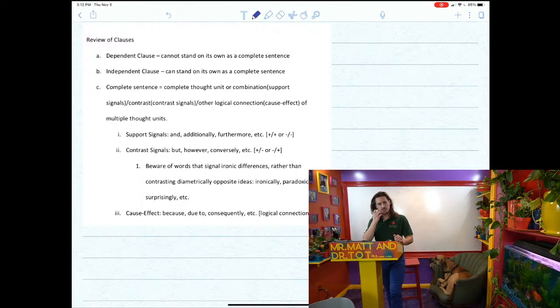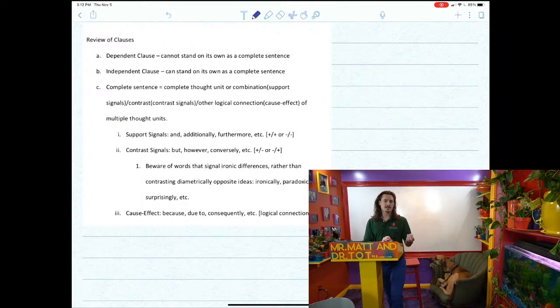Dependent clauses cannot stand on their own as a complete sentence. They're either lacking a subject or a verb. To be a complete sentence, you need a subject and a verb. That's technically all you need. Usually, most sentences also have what's called a predicate, and that's a fancy word for basically everything else in a sentence. But if you have a subject and a verb, like we went, that technically is a complete sentence unto itself. But if you're lacking one of those elements, then what you have is a dependent clause.